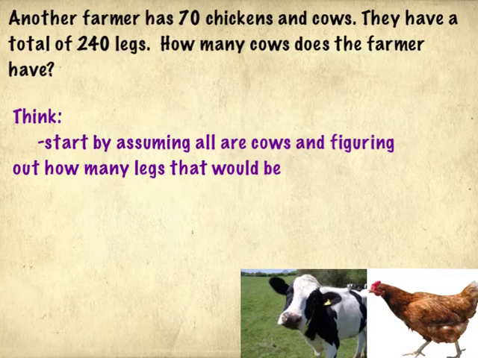So here's a similar problem for you to try. Another farmer has 70 chickens and cows. They have a total of 240 legs. How many cows does the farmer have? Start by assuming that they're all cows. Just assume he has 70 cows and no chickens, and figure out how many legs that would be. Pause the video here and see if you can work out how many cows he actually has. And when you come back, I'll have the answer for you.